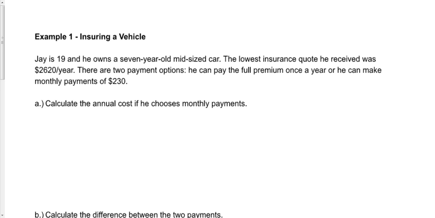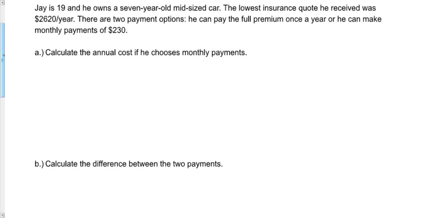So we want to calculate the annual cost if he chooses the monthly payments. If we want monthly payments, that means he's making 12 of them over the course of the year. So $230 times 12 is going to equal $2,760. Obviously there's a higher price if you pay monthly payments instead of doing a one-time lump sum payment.